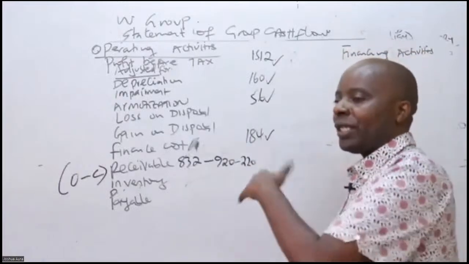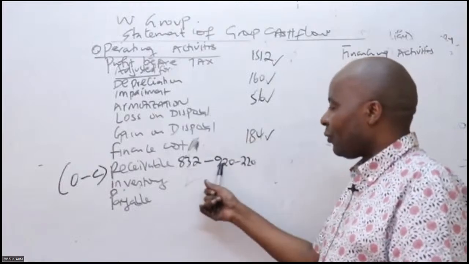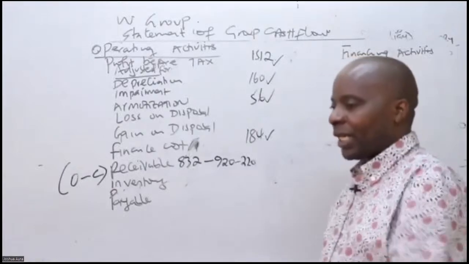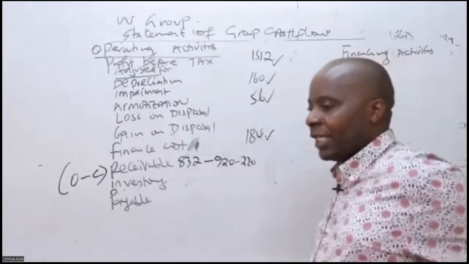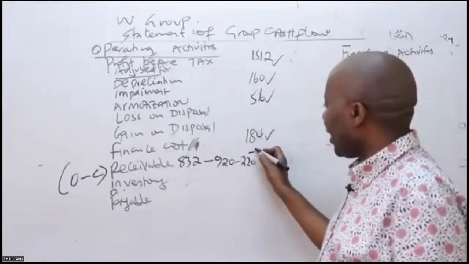And minus 220 went, that receivable went away. So then could you kindly give me this net figure here? If it's negative, we shall write it as negative. So Paul Macau says 308. So this is minus 308.